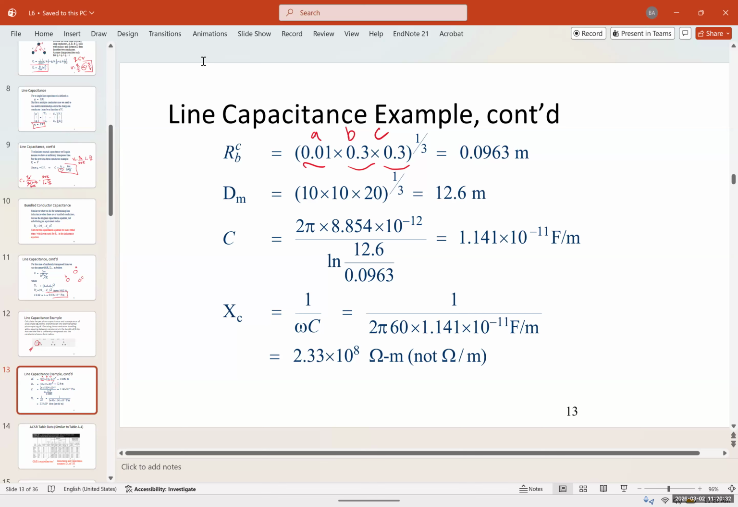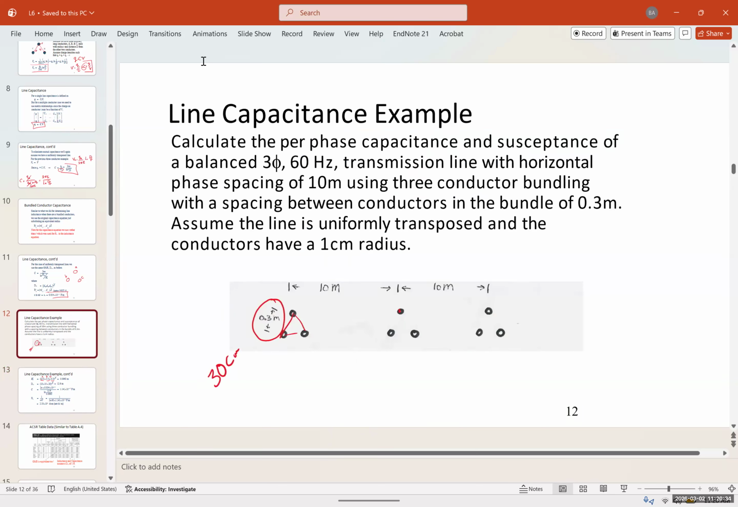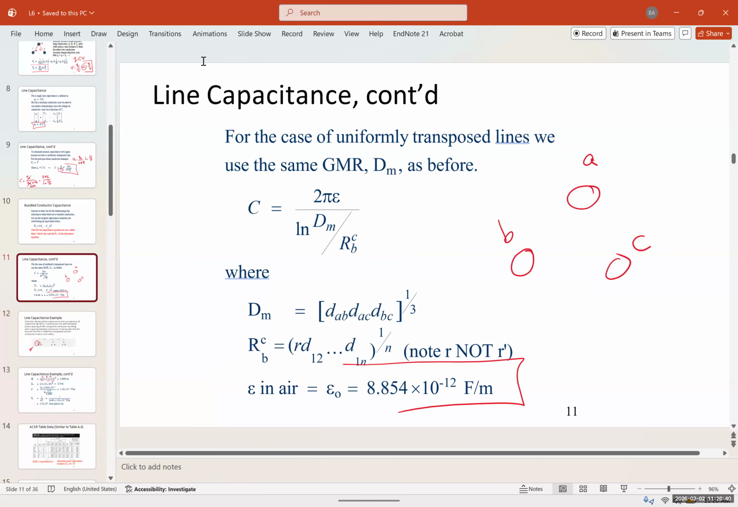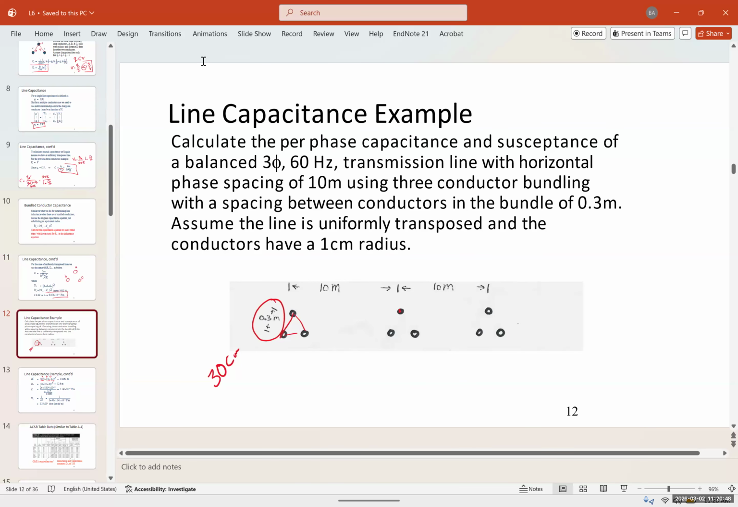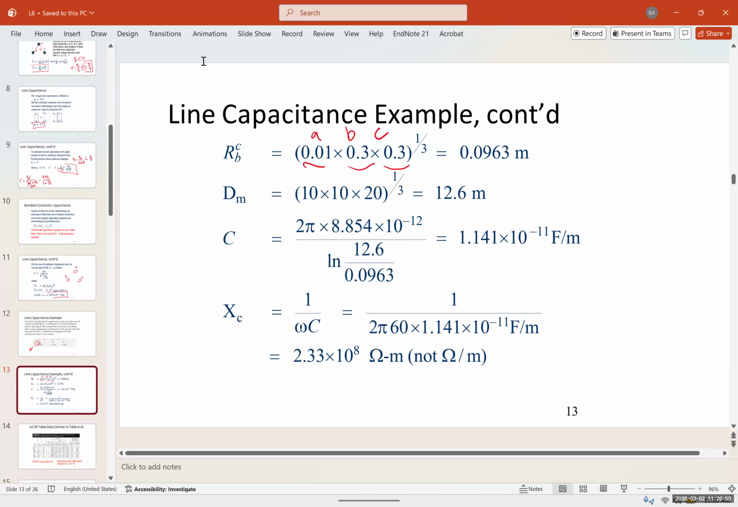dm is the distances we have between each of these 3 phases. How much are they? 10, and then you have another 10, and you have 20. And as you can see here, the equation was D12 to D1N. So it's going to be 10 times 10 times 20, to the power of 1/3, which gives us 12.6 meters.